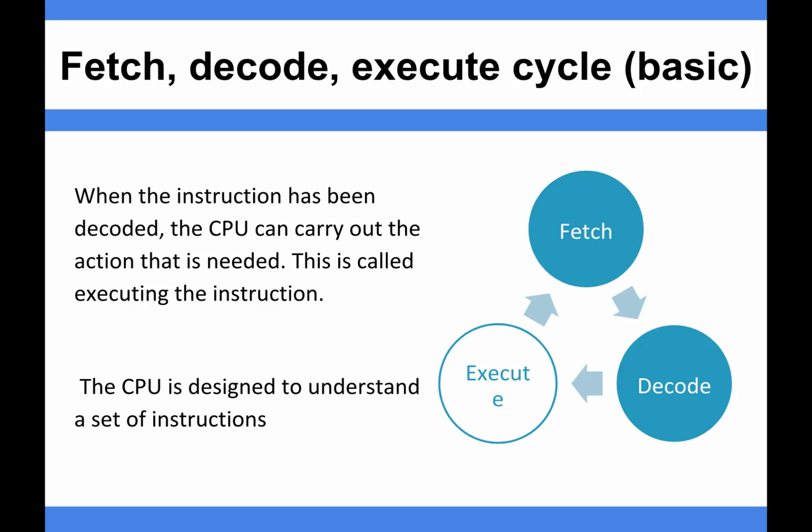Then finally, execute. So execute is when the instruction has been decoded, the CPU can carry it out, and that's known as executing. Now, there's millions of different types of execute because it completely depends on what the instruction is, but once you've decoded it, once you've worked out what you need to do, execute just means then do it.